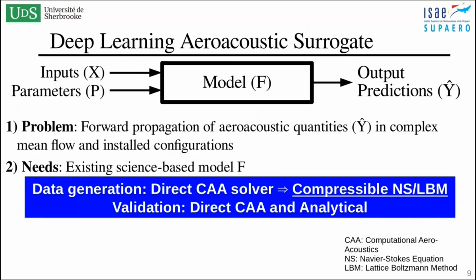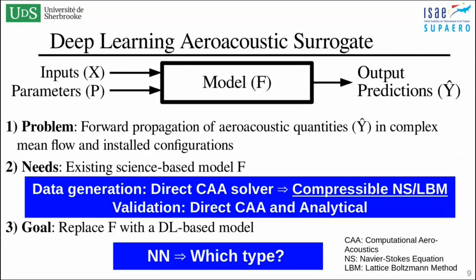And then, in order to validate these simulations, we are again going to use the same type of numerical solvers and also some analytical solutions. Finally, the goal of all this is to replace this existing science-based model, F, with a deep learning-based method. And the question now is to determine which type of neural network we have to use.